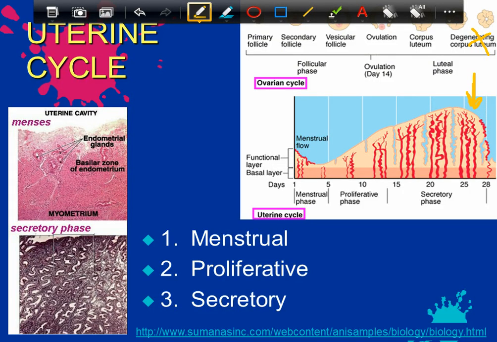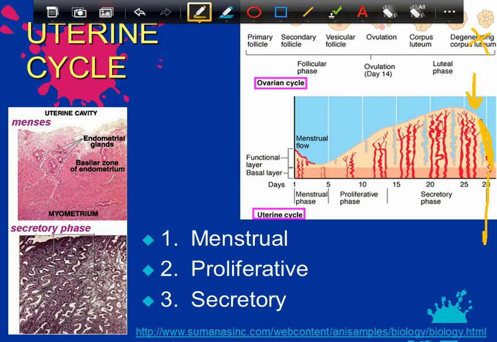And now, without that corpus luteum, estrogen and progesterone drops off. And without those two hormones, the endometrium now is going to slough off because the blood vessels become constricted and there's not enough blood flow to the endometrium, and it basically dies and it peels off. It's the inner layer, and it just goes right out the vagina. So here you see the drop off of the endometrial lining due to estrogen and progesterone drops.